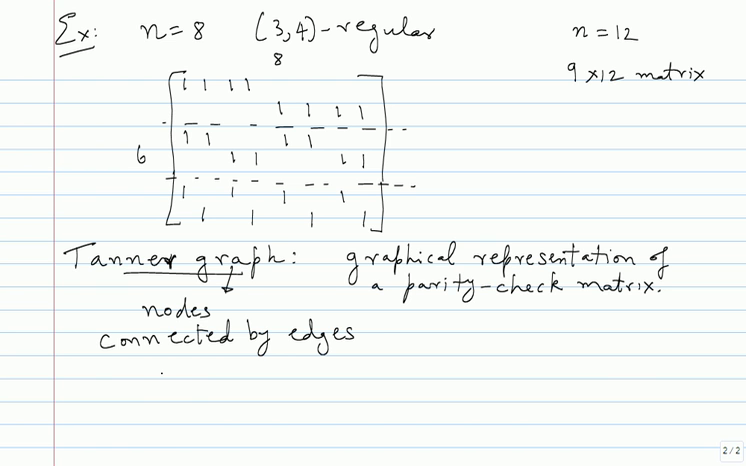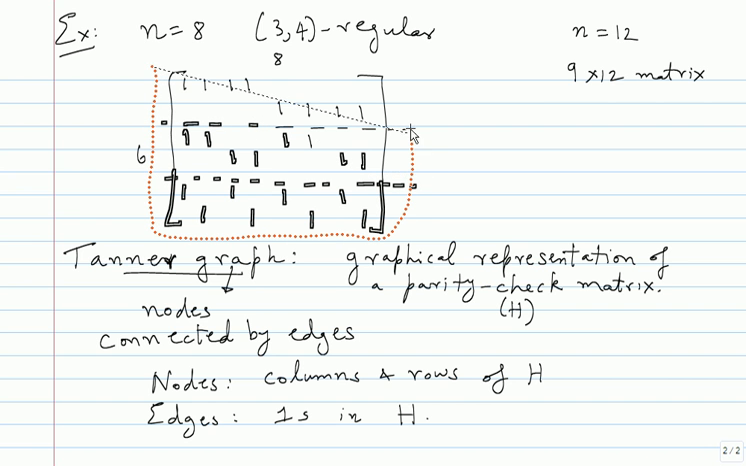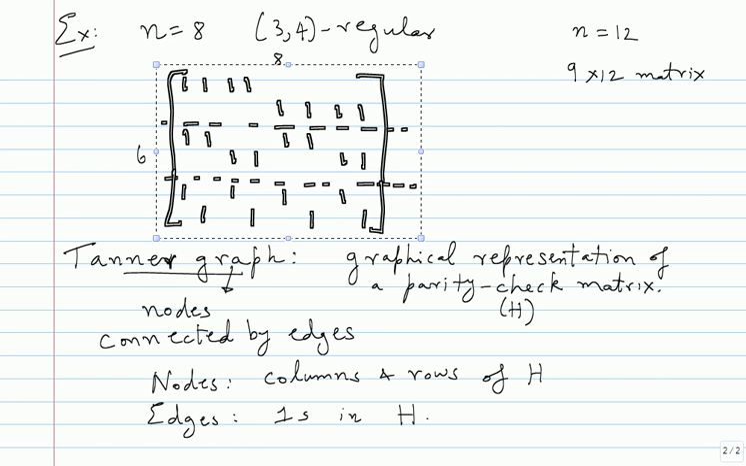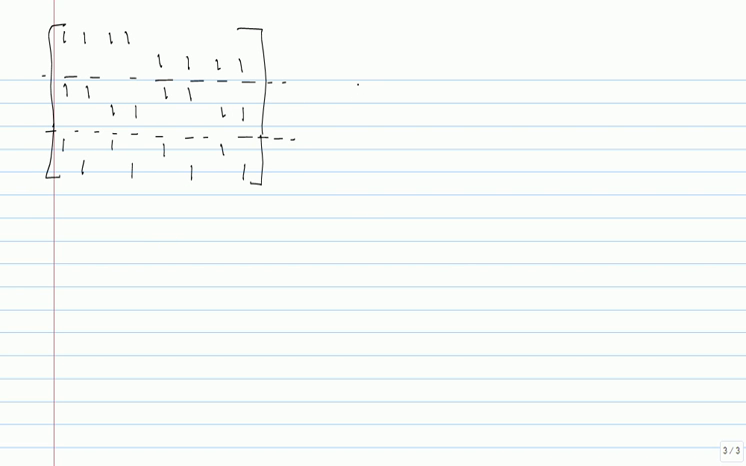Okay, for us, in the Tanner graph, the nodes will correspond to the columns and rows of the parity check matrix H, and the edges will correspond to the ones in H. So that will be the correspondence. You'll see how it's done. It's a very simple representation. I'll make a copy of this matrix here just to show you. Okay, so that's my parity check matrix.